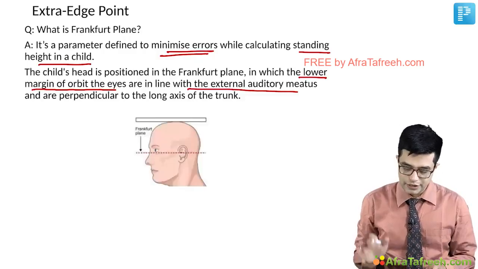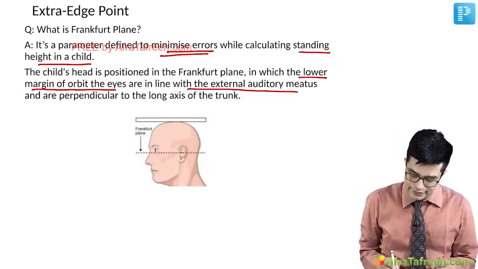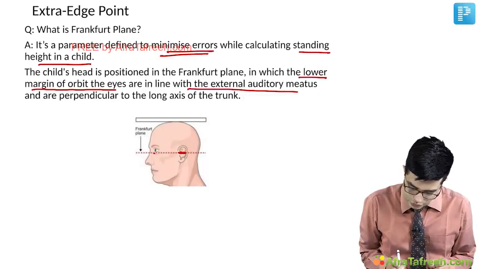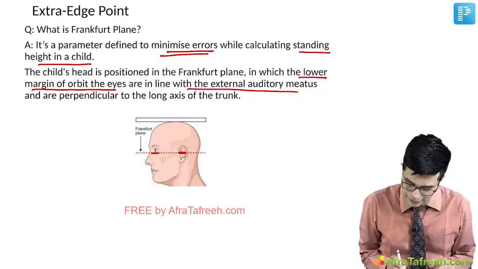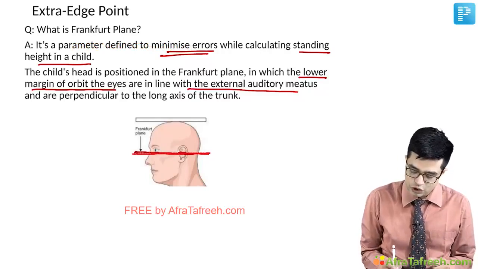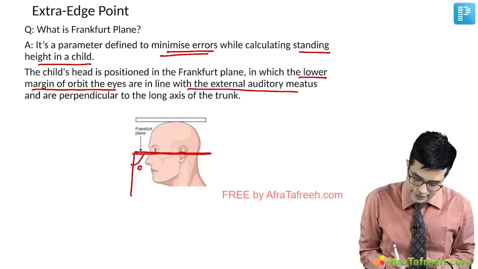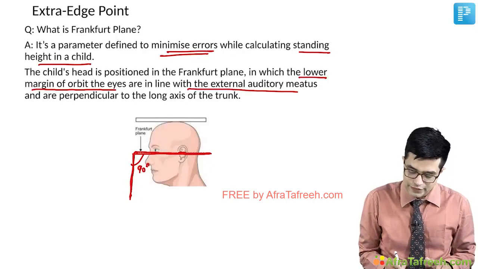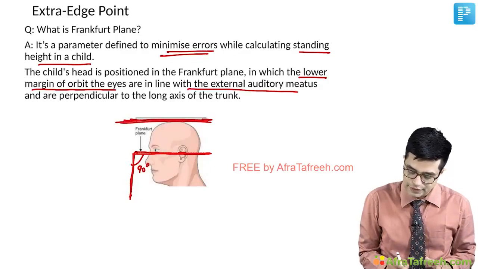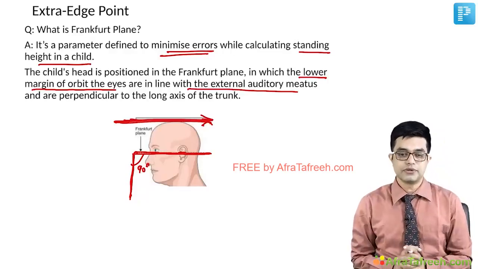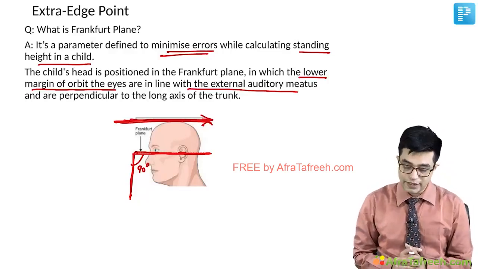To make it more clear, look at this person. In this person, this is the external auditory canal and this is the lower part of the orbit. They should be forming a straight line. This is called the Frankfurt plane. This Frankfurt plane should be parallel to the ground and at a 90 degree angle with the standing person. And this is where you will keep the plate for measuring the height in a standing person. So this is the importance of Frankfurt plane.